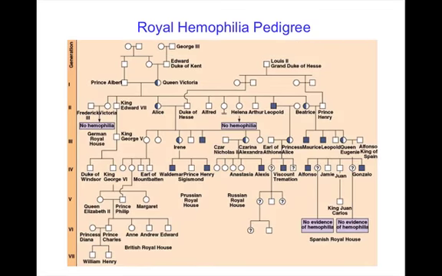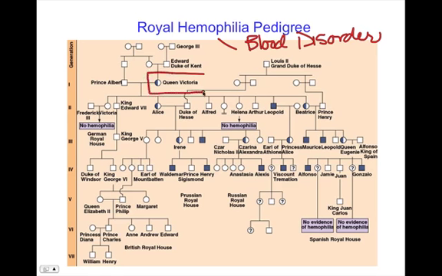This would be a pedigree of the royal family in England, and it shows how hemophilia, a blood disorder, is passed down through the generations. As you can see here, Queen Victoria is a carrier. We've got Alice, who is a carrier. And then we've got Leopold, a son of Queen Victoria and Prince Albert, who has the disorder.